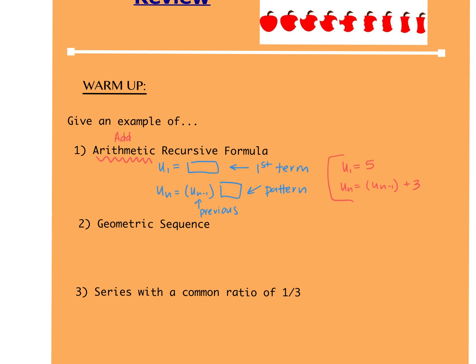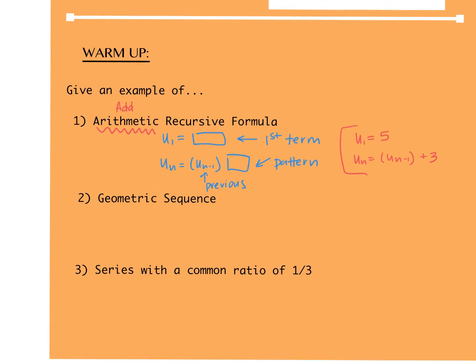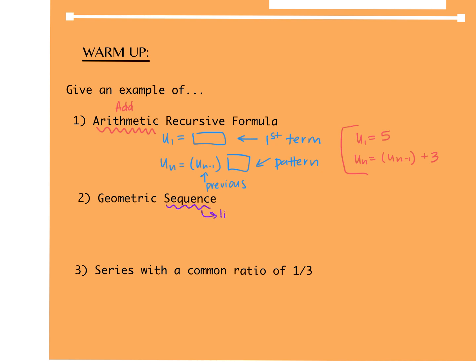Next up is a geometric sequence, and we have to remember that a sequence is a list of items, a list of terms. So we're going to need to make a list with commas in between. A geometric sequence is a list that has a pattern with multiplying. Okay, and we can multiply by a whole number or a fraction or even a value with a decimal.